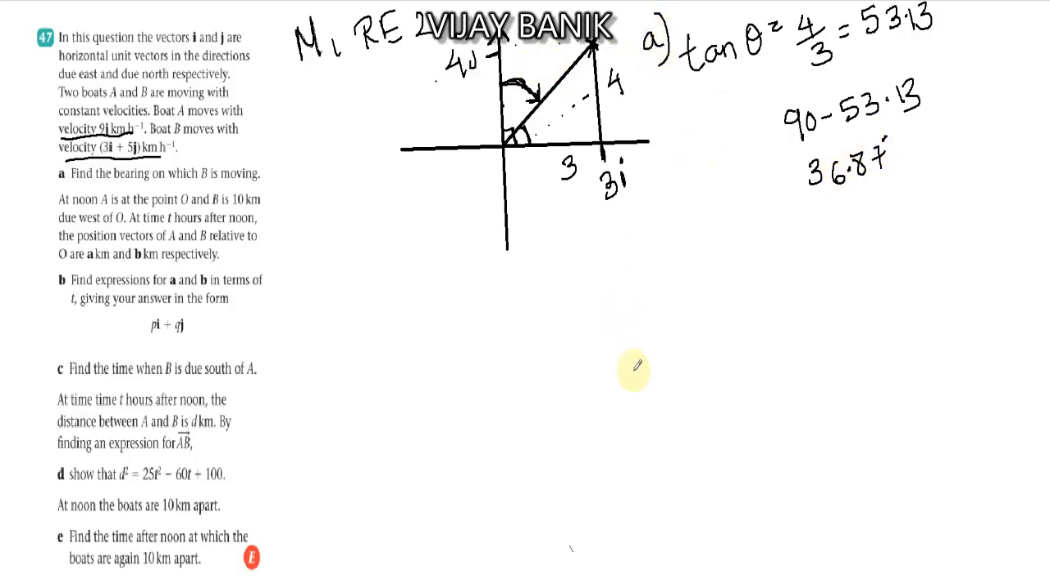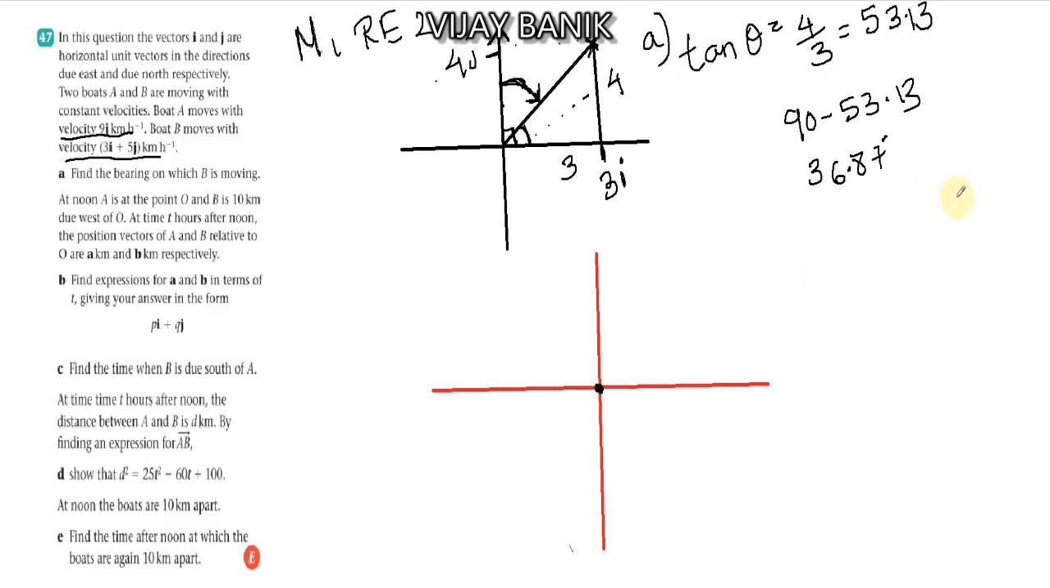Now let's talk about B part. So let's change the color. In B part, they said at noon A is at point O. Whenever they say the point O, it actually means the origin. So that means A is somewhere over here. This is where A is. Okay, they said at noon A is at point O and B is 10 kilometers due west of O.